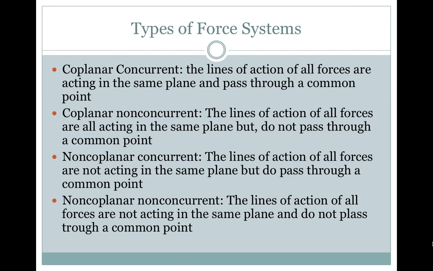Types of force systems. Coplanar concurrent. The lines of action of all forces are acting in the same plane and pass through a common point. Coplanar non-concurrent. The lines of action of all forces are acting in the same plane but do not pass through a common point. Non-coplanar concurrent. The lines of action of all forces are not acting in the same plane but do pass through a common point. Non-coplanar non-concurrent. The lines of action of all forces are not acting in the same plane and do not pass through a common point.